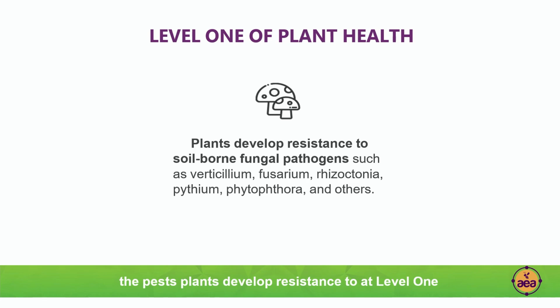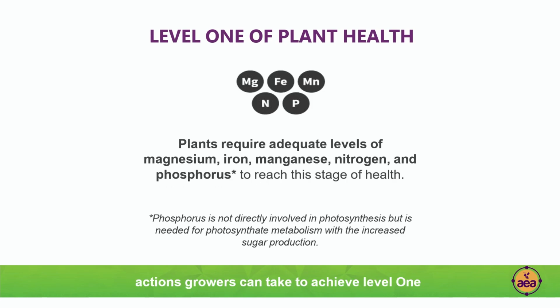Then, so the question is, what do you have to do to achieve this? This is the foundational level. This is the first piece that needs to happen. And plants need to have adequate levels of these 5 elements to get to this stage. And I think I have enough time.